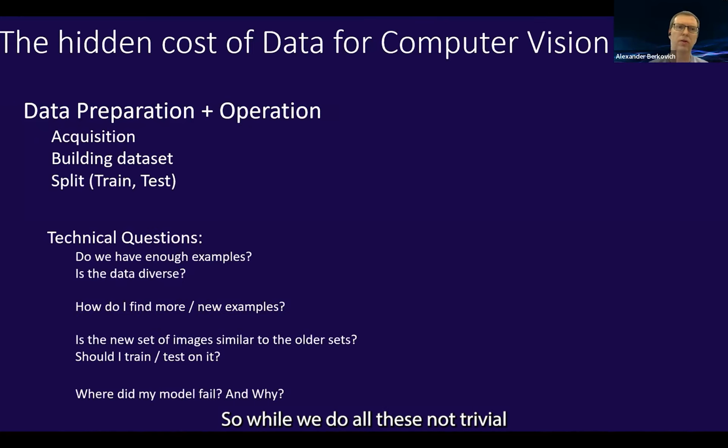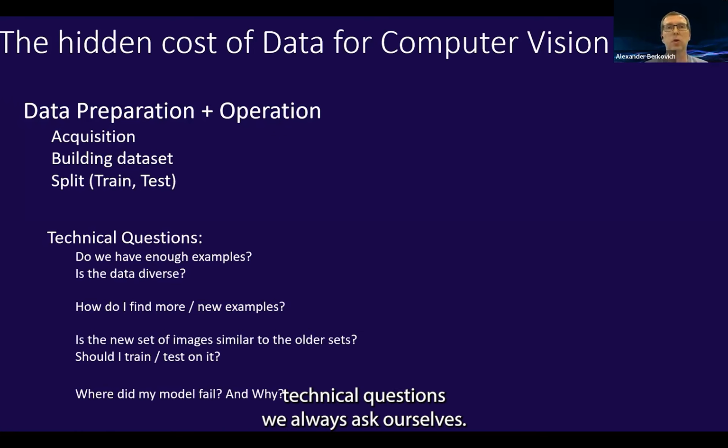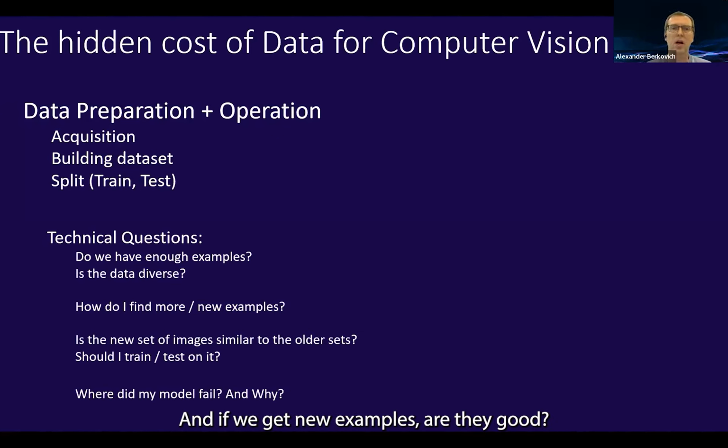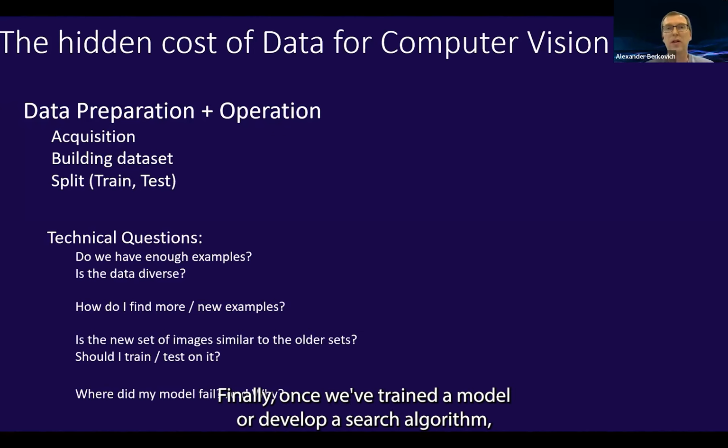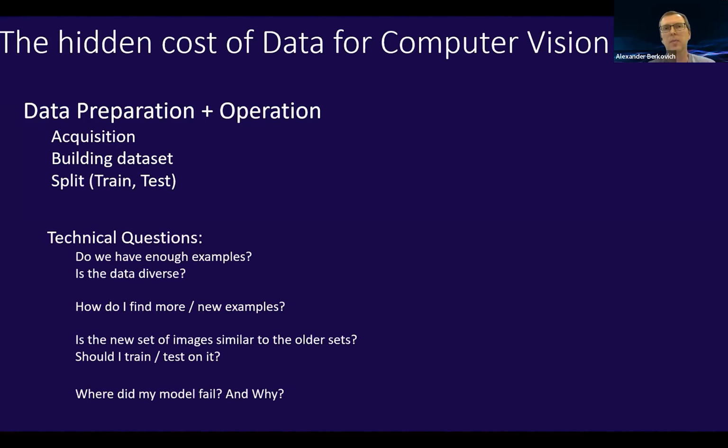Now, while we do all these non-trivial parts of the flow, there are different technical questions we always ask ourselves. Do we have enough examples? Do they cover all the corner cases? Are they diverse? How do we get new examples? And if we get new examples, are they good? Should we use them? Finally, once we've trained a model or developed a certain algorithm, we ask ourselves, why did it fail in some cases?